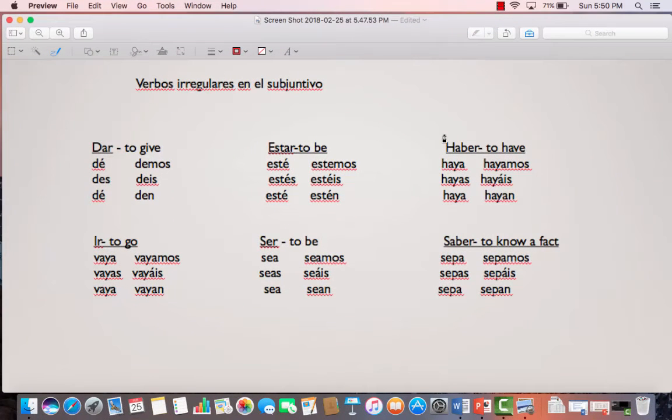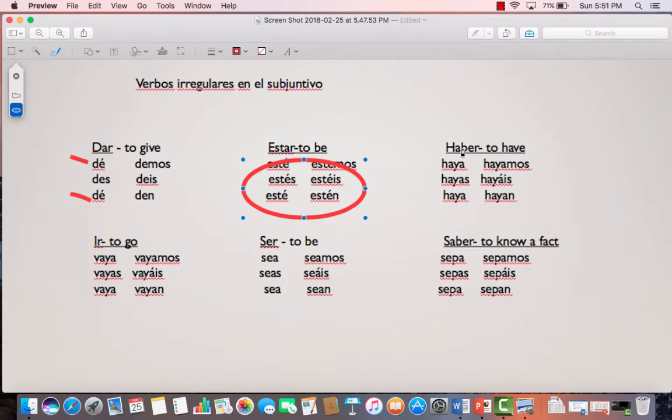These are the most common irregular verbs in the subjunctive. Some things to remember: the verbs that have an accent mark in the yo form and in the he, she, usted form. Notice, on the other hand, estar has accent marks everywhere except in the we form. So that's a cool thing to remember.